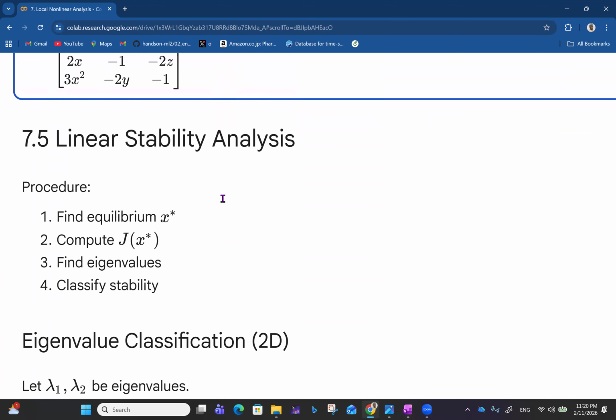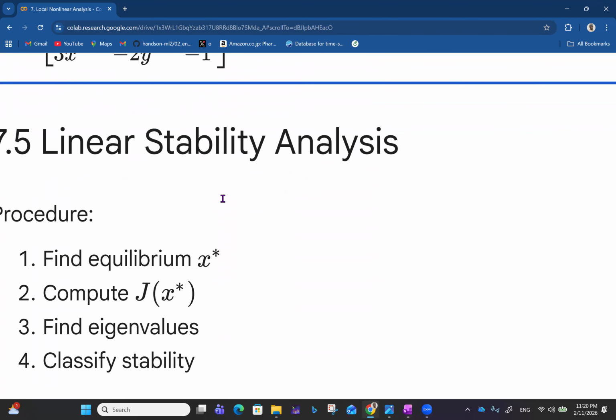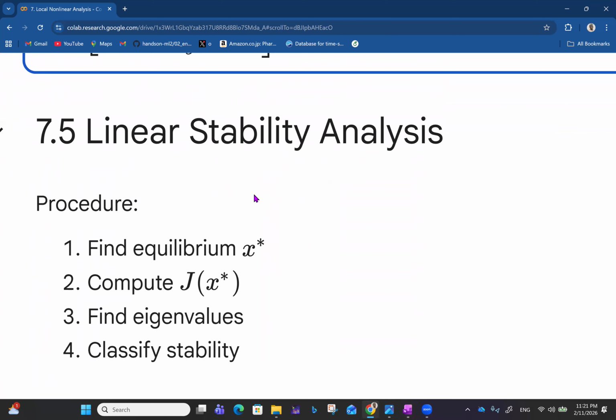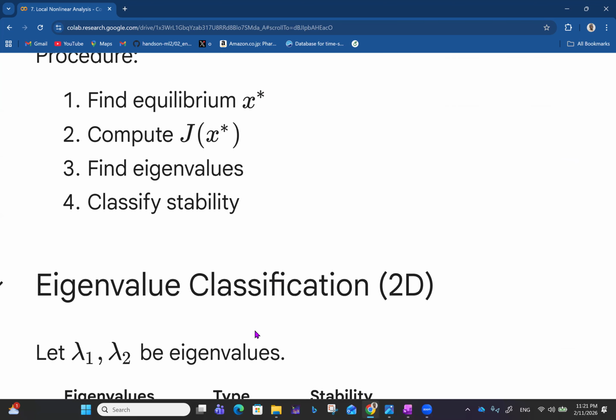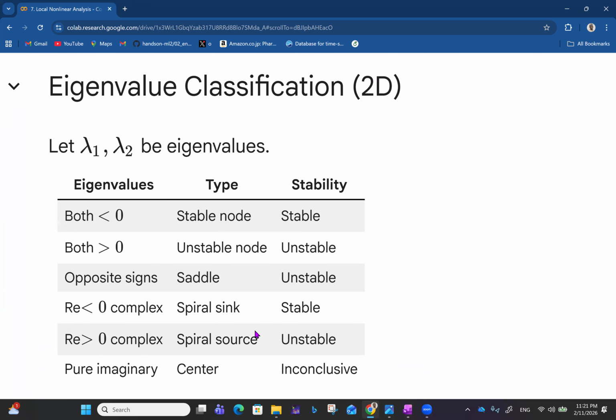So linear stability analysis has this procedure. First of all, you find the equilibrium x star by equating f, g or h to 0, and then you compute the Jacobian evaluated at the x stars you got. Based on that you find the eigenvalues, and then you can classify the stability. We have experience talking about stability in terms of eigenvalues. And then we go ahead to talk about eigenvalue classification in 2 dimensions.